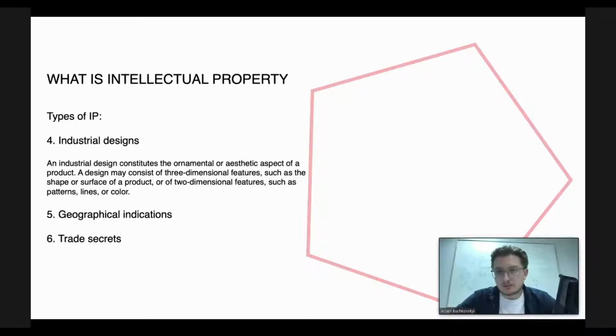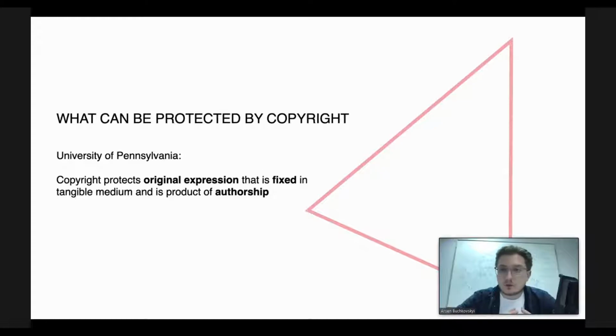Also, trade secrets and geographical indications could be intellectual property, if your product is indicated by a geographical indication showing where it comes from. It could be intellectual property and protected by law. So the next thing, we are going to focus on copyright as the most commonly used and most comfortable for any creators. And the University of Pennsylvania gives us a great definition of what copyright is and what can be protected by copyright.